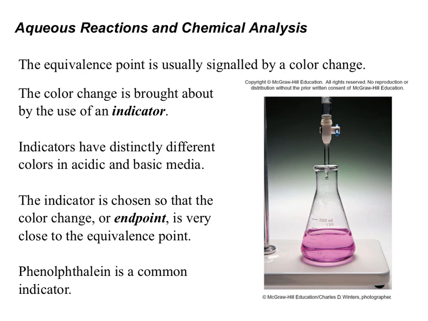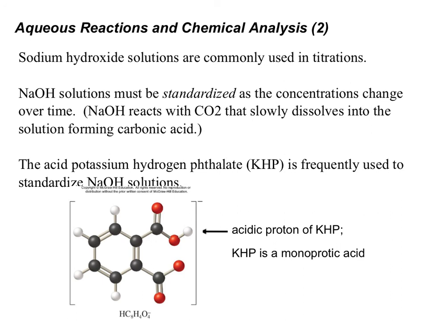Phenolphthalein is a common indicator. Sodium hydroxide solutions are commonly used in titrations. Sodium hydroxide solutions must be standardized as the concentrations change over time. The sodium hydroxide reacts with carbon dioxide in the air that slowly dissolves into the solution, forming carbonic acid. The acid potassium hydrogen phthalate, KHP, is frequently used to standardize NaOH solutions. Here is a depiction of KHP, and the acidic proton is indicated, making it a monoprotic acid.